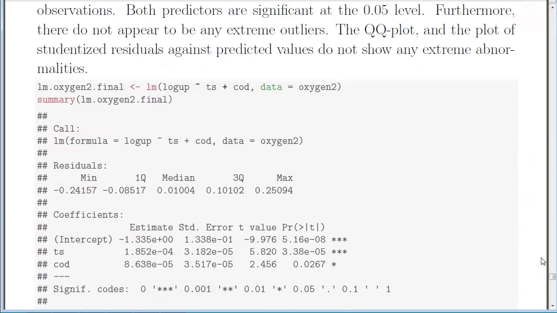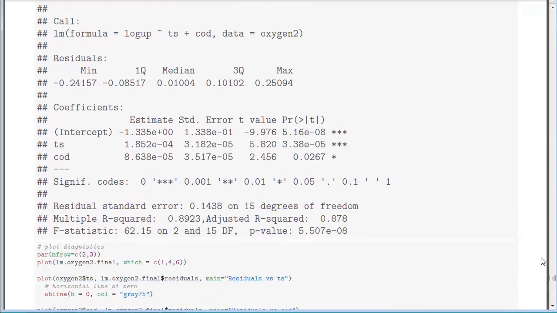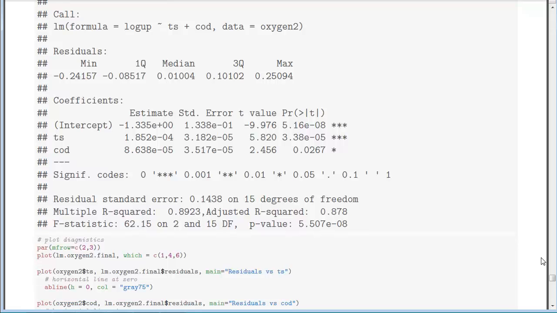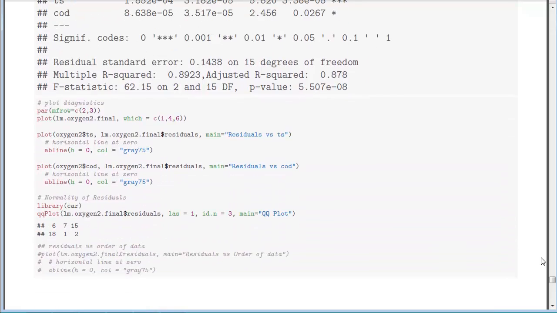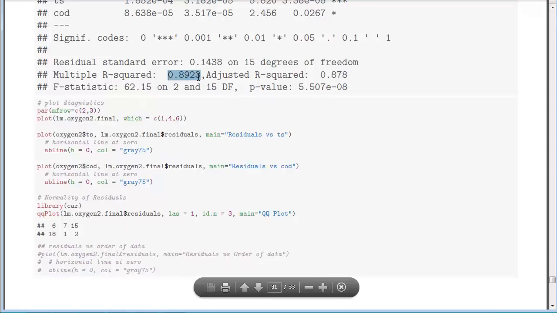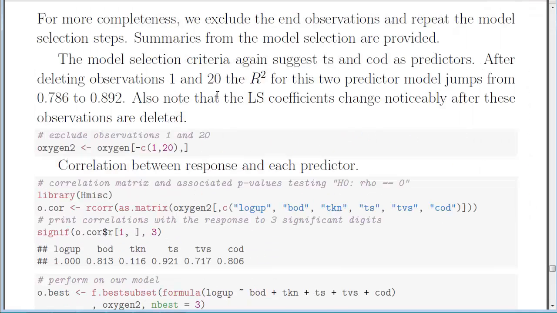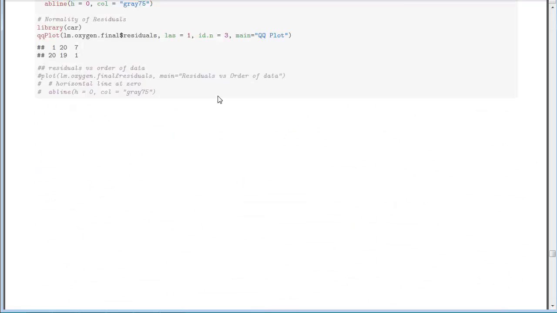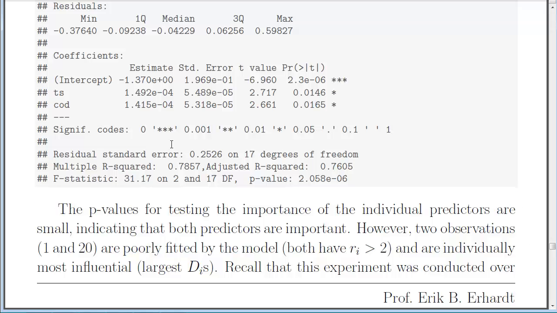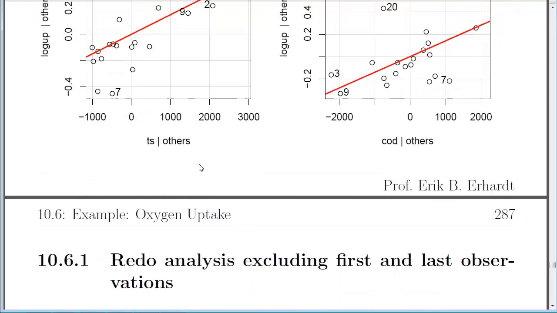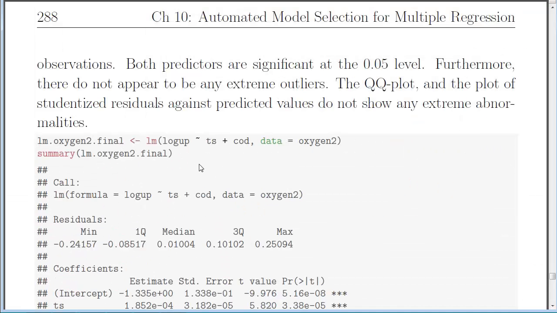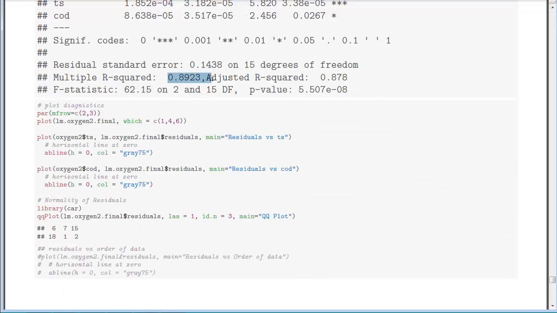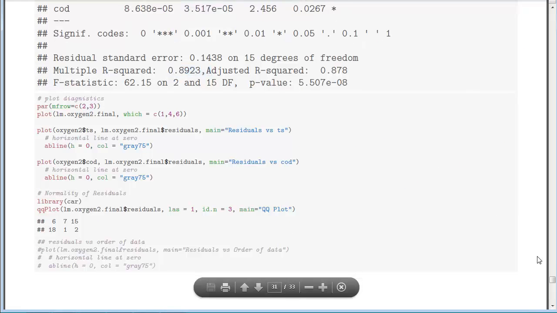So we'll take a look at the diagnostics. I'm not too worried about the model coefficients here. R squared is 89%. What did we have before, by the way? Sorry for jumping around. 78. So there was a lot of unexplained variability from those two unusual points. Okay, so that was 89%. Let me scroll down and we'll take a look at the residual plots.